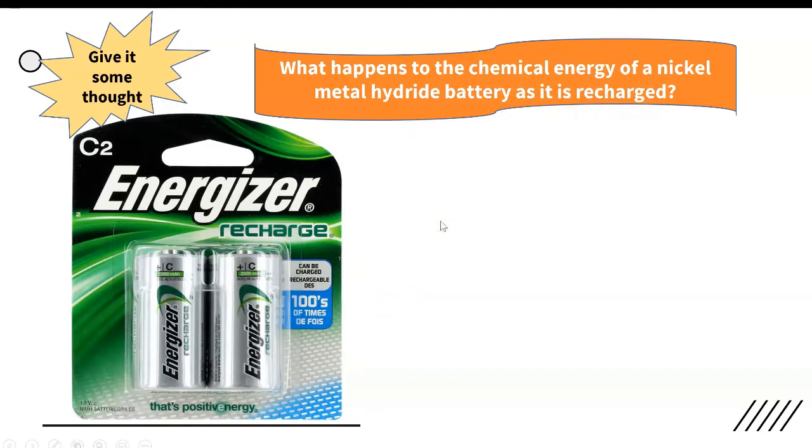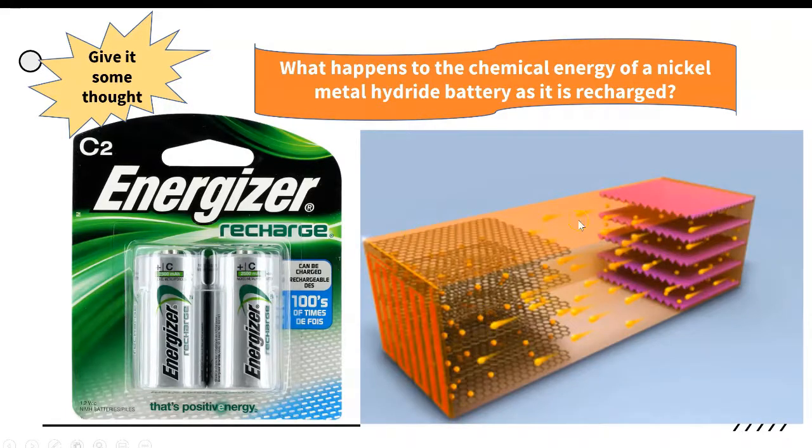I want you to pause the video and think before I give you the answer to this particular question. So the answer is, you may think the chemical is constant, not changing, so it is nickel metal hydride only, right? We are not adding a chemical within the battery, and neither are we taking something out, we are only charging it, and the charging process results in the creation and separation of ions.